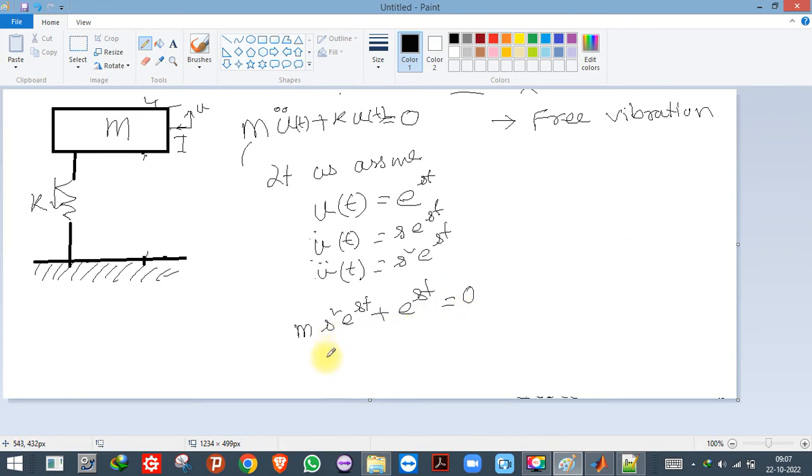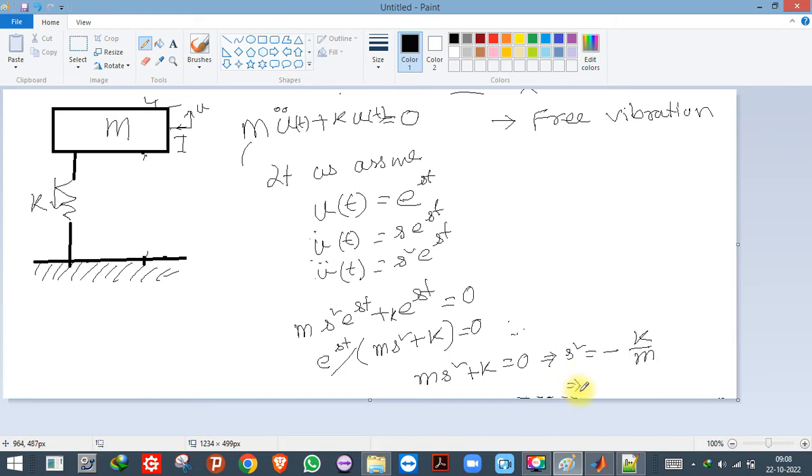Now if I take e to the power st common, then it becomes m s square plus k, and this is my final equation. For a non-trivial solution, we know that e to the power st cannot be 0. So m s square plus k equal to 0. If I solve this equation, s square equals minus k upon m.